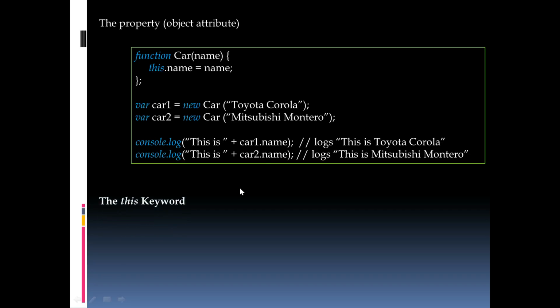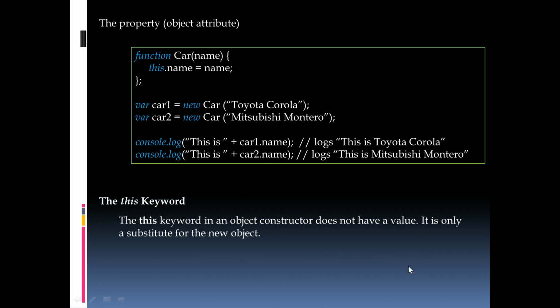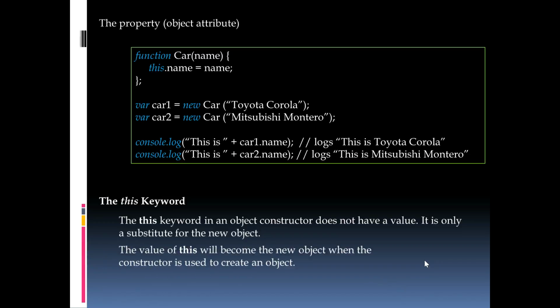The this keyword in an object constructor does not have a value. It is only a substitute for the new object. The value of this will become the new object when the constructor is used to create an object. So here, for the property name, when we call it for car number 1, we call it as Toyota Corolla. And for car number 2, we call it as Mitsubishi Montero.